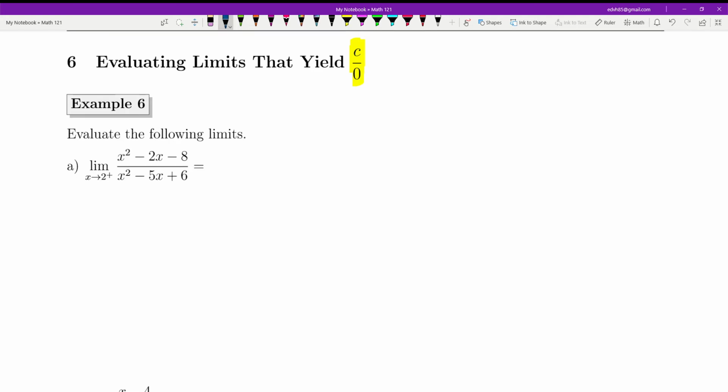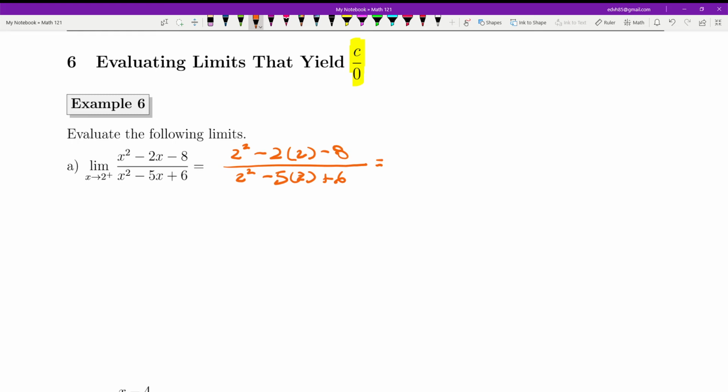Nevertheless, the first thing that we do is still get the limit and plug in the value, that is 2 squared minus 2 times 2 minus 8 over 2 squared minus 5 times 2 plus 6. So in this case, what do we get?